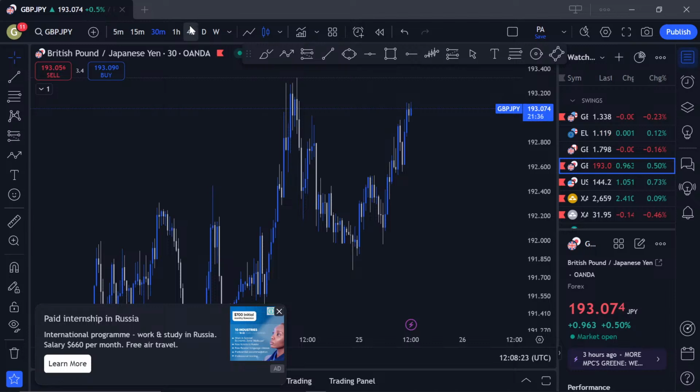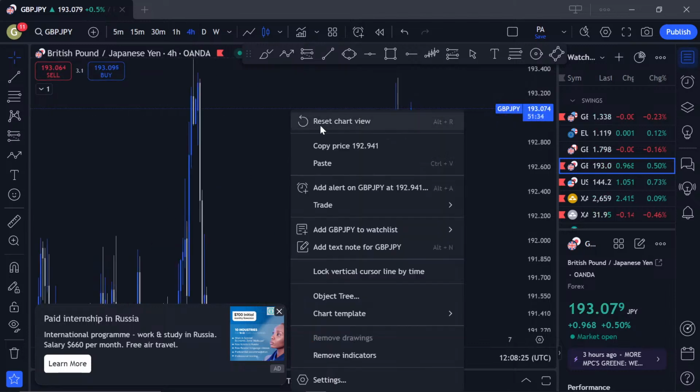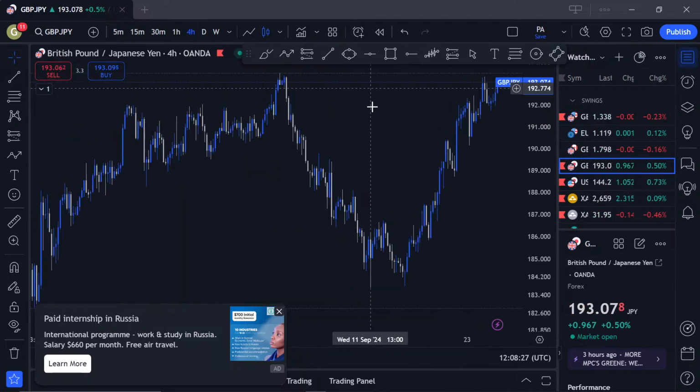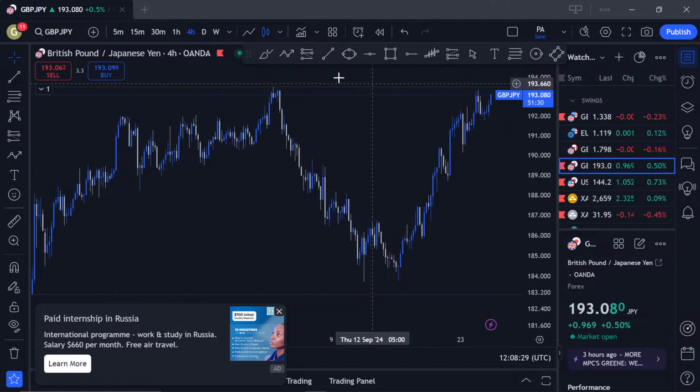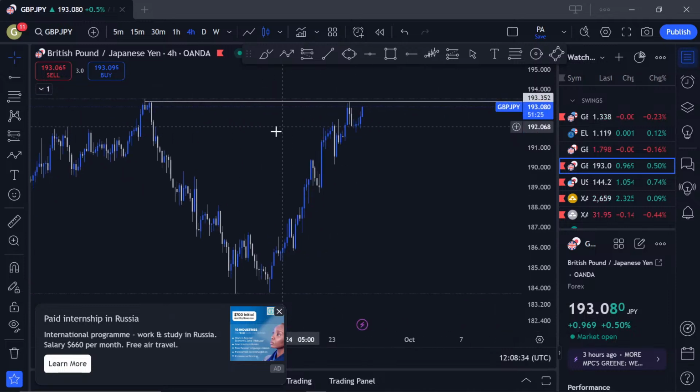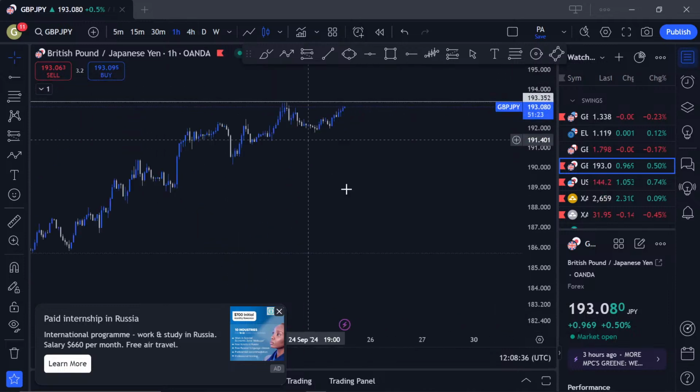So now we'll look at the current market movement on the 4-hour time frame first. The 4-hour here is simply at a very strong level as well. You can see it's at this resistance level. Now I'll come back to the 1-hour time frame to see.